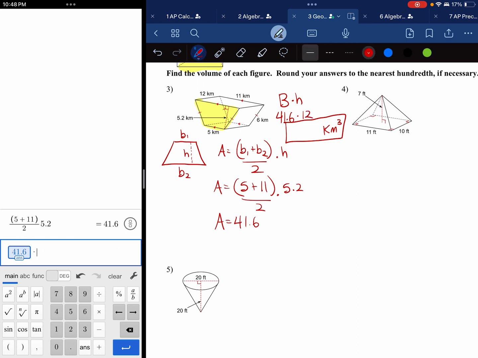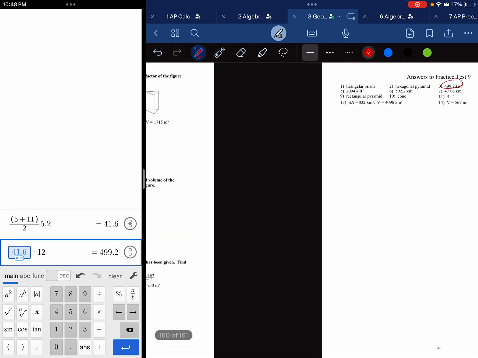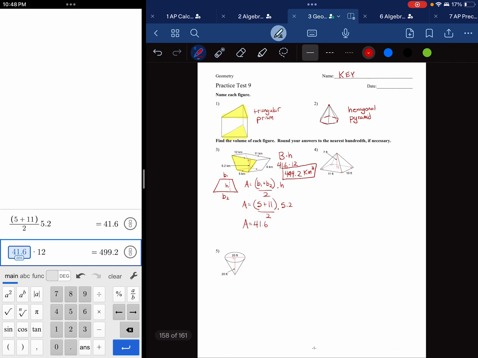So I'm going to multiply by 12. I get 499.2. Let's check. 499.2, I think that looked correct. There it is, 499.2 kilometers cubed. All right, number 4.